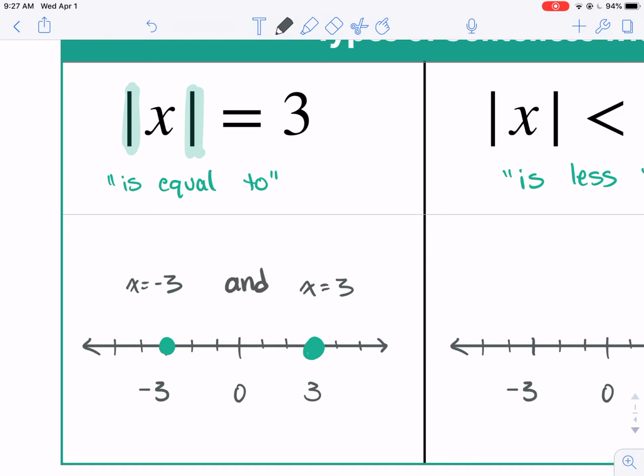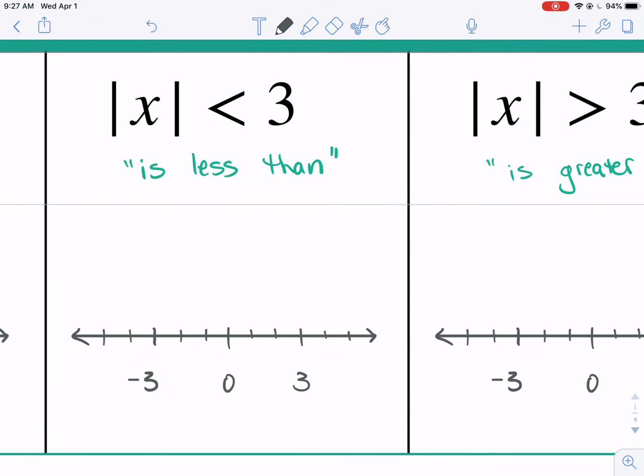Isn't that great? The absolute value of 3 is 3, but also the absolute value of -3 is 3. So what's in our absolute value symbols can be positive and it can be negative.